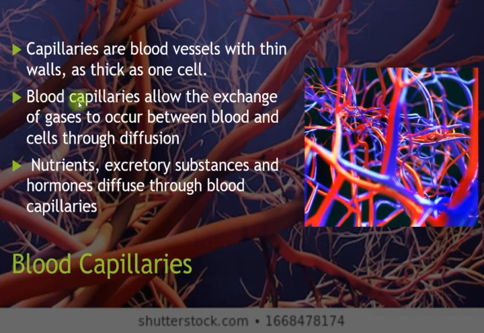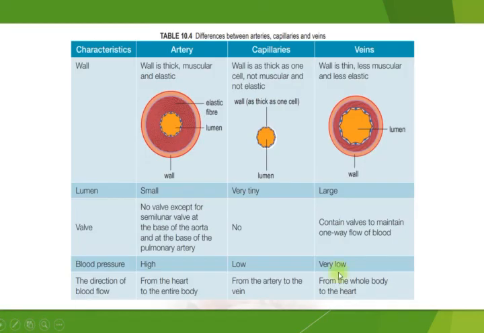The blood capillaries allow the exchange of gases between the blood and the cells through diffusion. Nutrients, excretory substances, and hormones can diffuse through the blood capillaries. You have to remember that the location of the blood capillaries is between the arteriole and the venule. Alright, so let's go to the comparison between these three types of blood vessels.